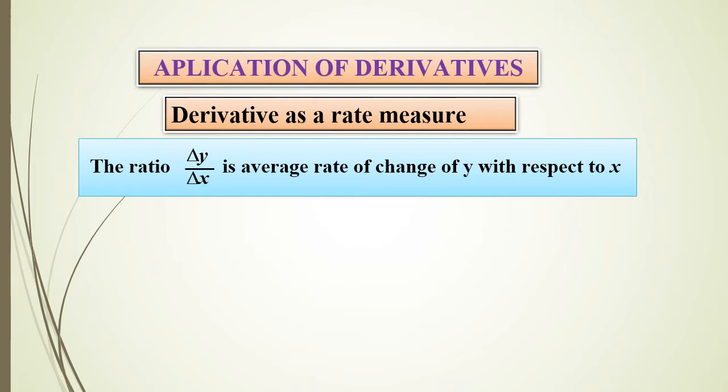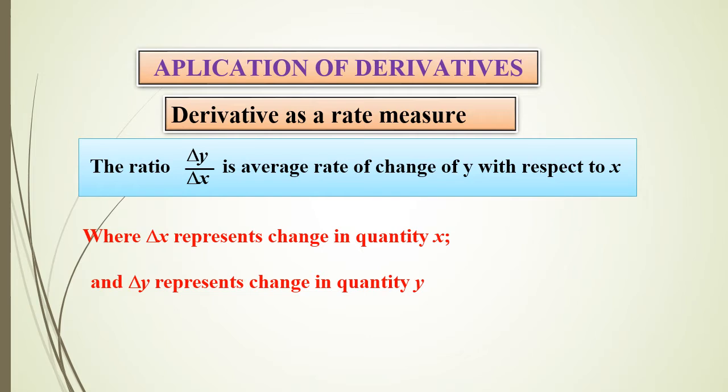Now, consider the variable y and the variable x. When y changes its rate with respect to x, it can be written as delta y divided by delta x. So delta x represents the change in quantity with respect to x, and delta y represents the change in quantity with respect to y.